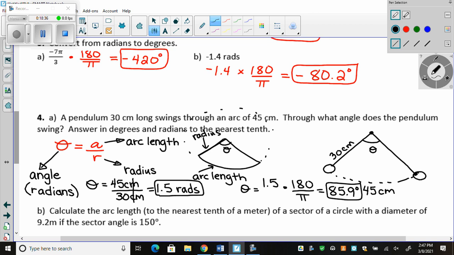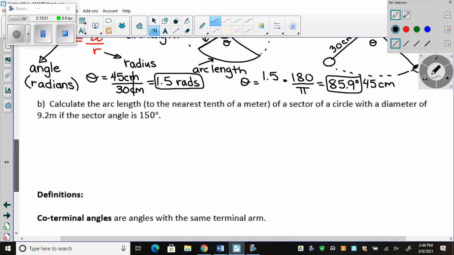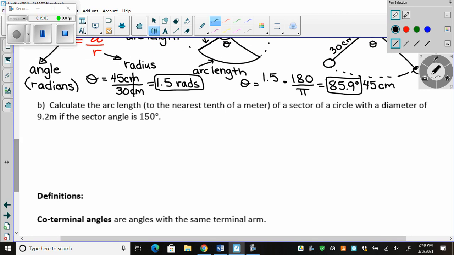My deal with this is, if they give you theta, they're going to give you theta in degrees and make you convert. If they ask for the arc length, they're probably going to give you the angle in degrees, because the answer is going to be in radians. They're going to make you convert. Okay. So you're trying out B. And it gave you the diameter. Diameter is how much the radius? 2.